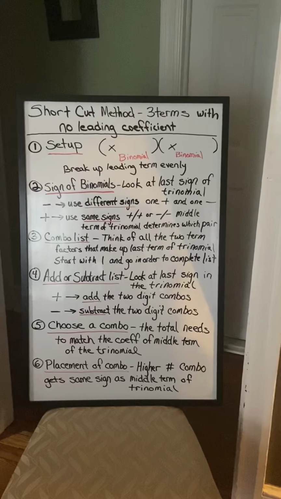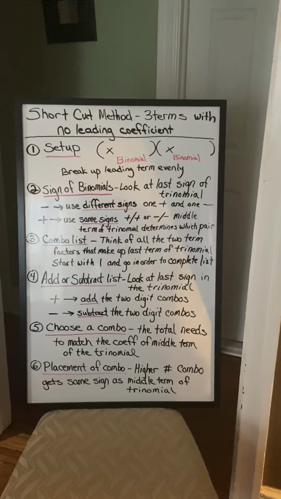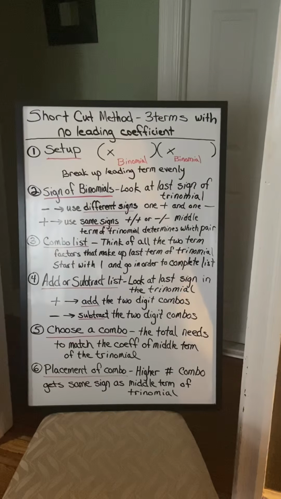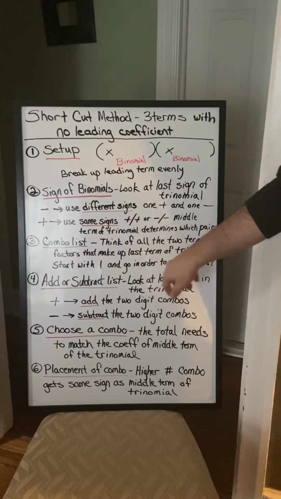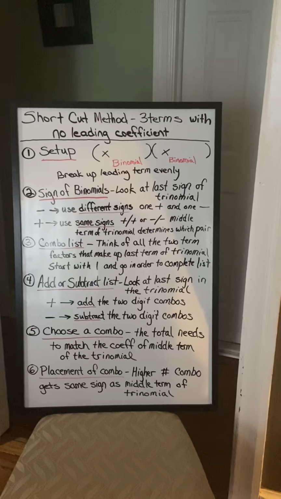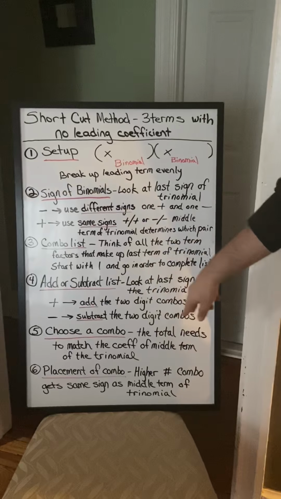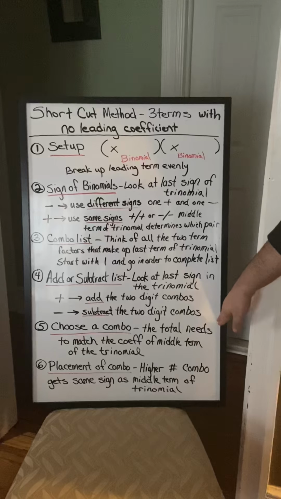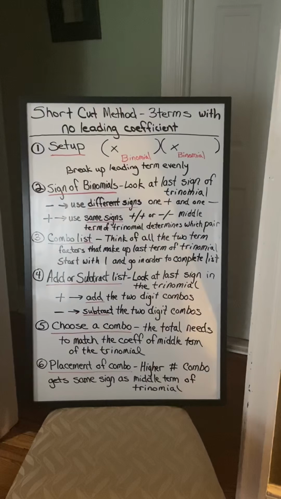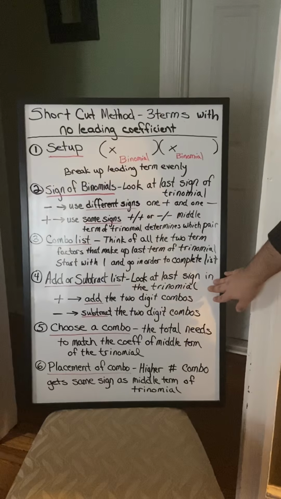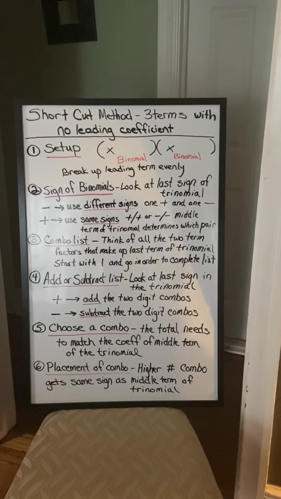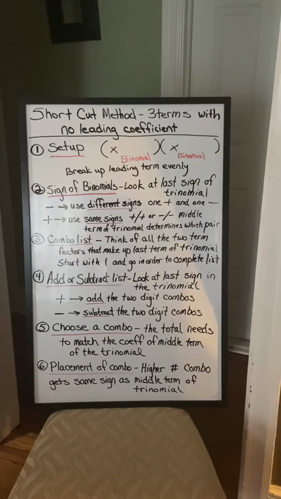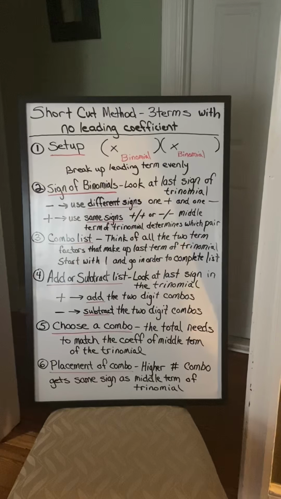The fourth step, once you get your list, you're going to either have to add those lists or subtract the list. And that's based on the last sign of the trinomial as well. If you see a plus sign at the end, that means we're going to add the combos. If you see a minus sign, we're going to subtract the combos. Once we get the addition or subtraction going on, the 5th step says choose a combo. So whatever total that you got from step 4 must match the middle term of the trinomial.